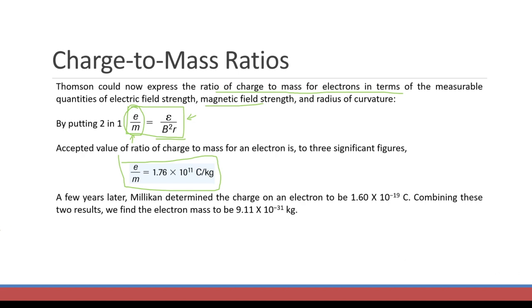And so as we mentioned, this happened before, but then a few years later, Millikan had determined the charge on an electron to actually be the elementary charge, which is a step further. Combining these two results, we find the electron mass to be 9.11 times 10 to the negative 31 kilograms. So thanks to each one of their pieces, they could come to the electron's mass, and each of their pieces alone we have a ratio and actual elementary charge value. So we have both of these values thanks to their work.